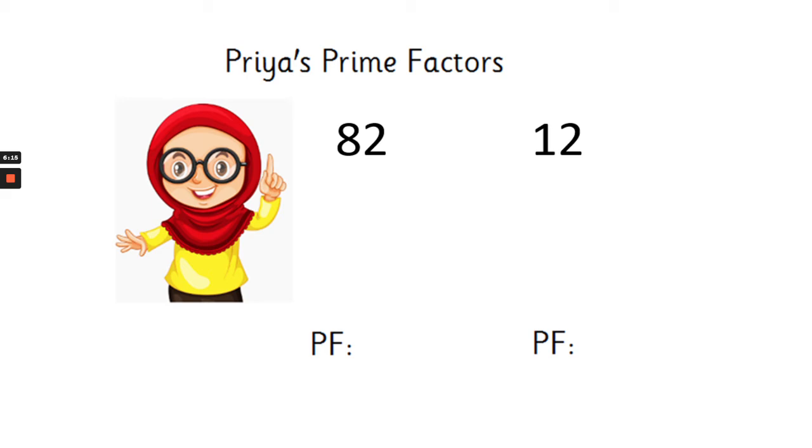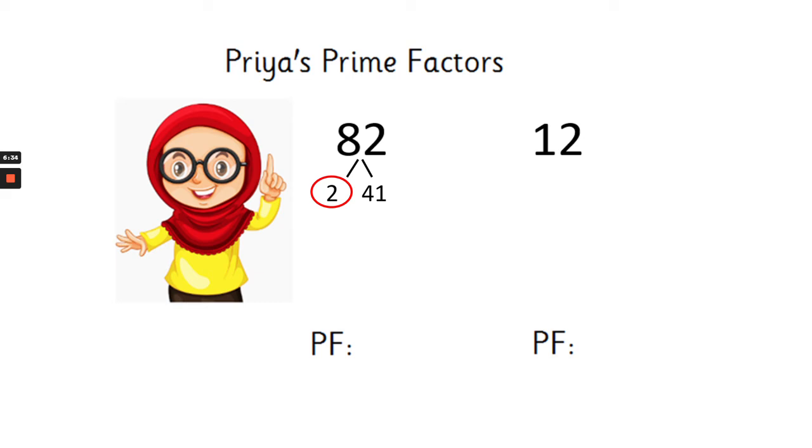All right, let's see how we got on. 82, I need to split it now into factor pairs. I'm going to use the fact that it's even and do 2 and 41, a factor pair of 82. I'm going to circle 2 because I know that's a prime number, and now I look at 41.